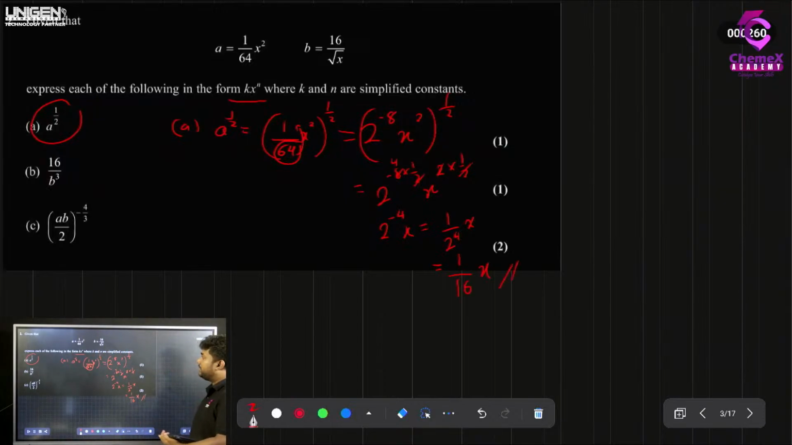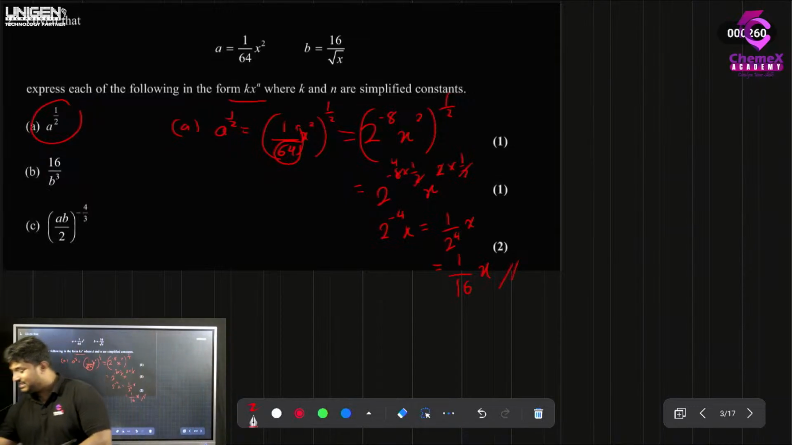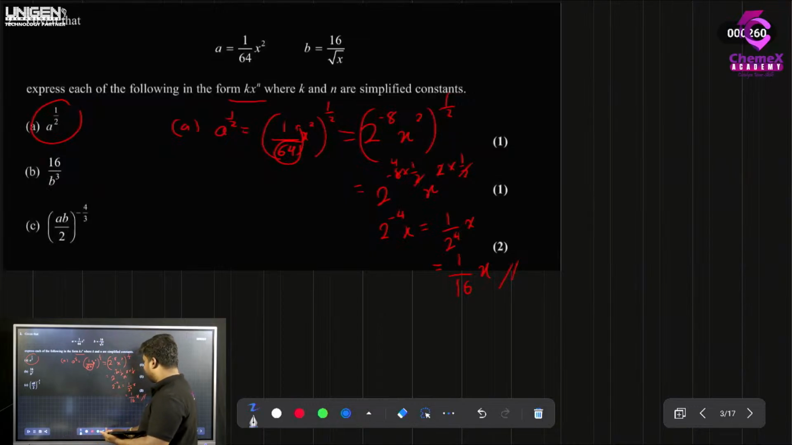Is it in the format they are asking, or is there a mistake I have done somewhere? Are you sure that 64 is 2 to the power 8? I don't think so. It's 256. It should be 2 to the power what there? This is wrong.